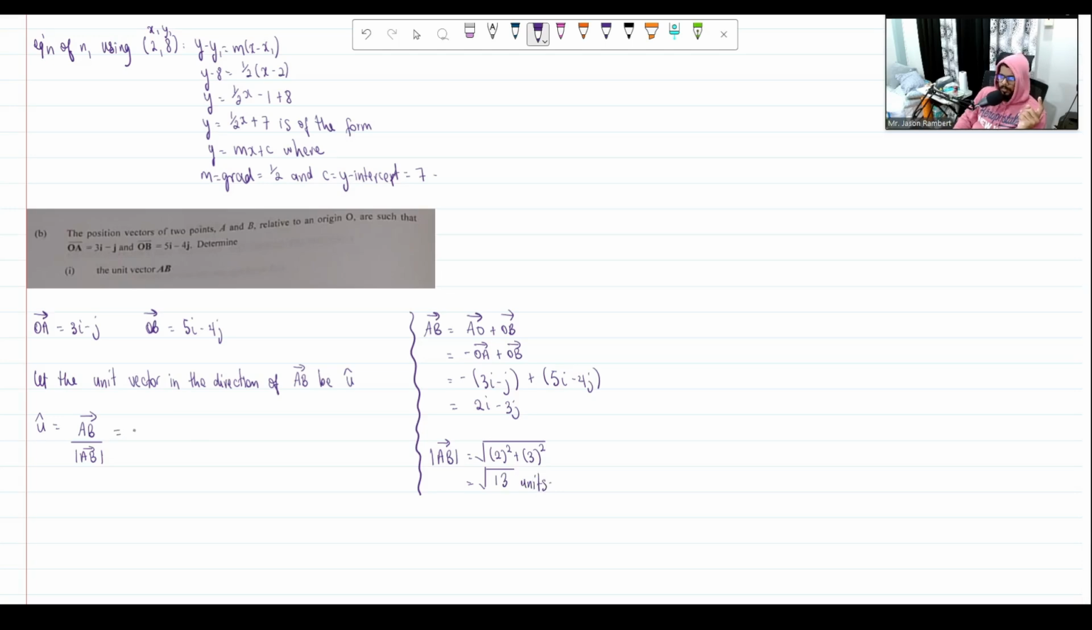So u hat is going to be 2i minus 3j divided by root 13. And what everybody should do is separate the i and j components. I'm going to write it as 2 over square root of 13 i, take away 3 over square root of 13 j.